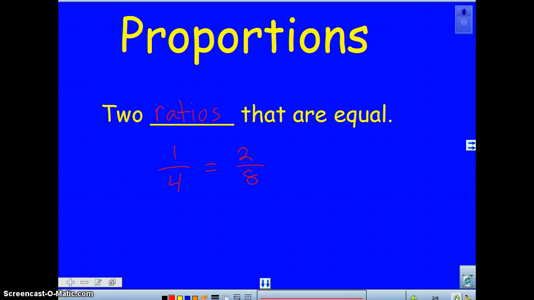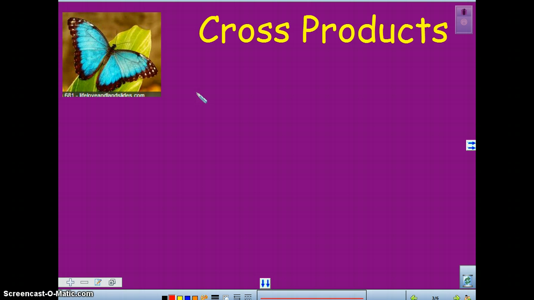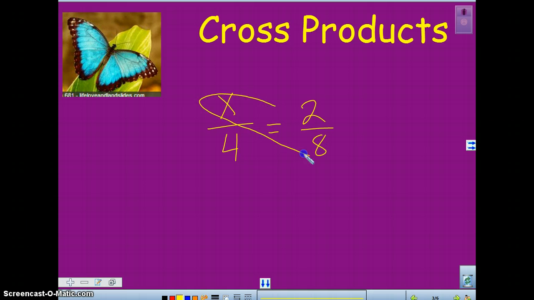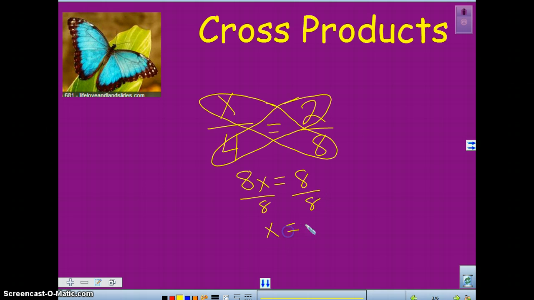So now, one of the ways that we can solve this is we use cross products, or sometimes called the butterfly method. All right, so if we have a blank, using our example from before, x over 4 equals 2 over 8, we're going to use this cross products. We're going to multiply the numbers that are across from each other, right like that. And we're going to come up with 8x equals 8. Divide by 8, divide by 8, x equals 1. And remember that we can also go back and check that by putting a 1 in and making sure that it works.